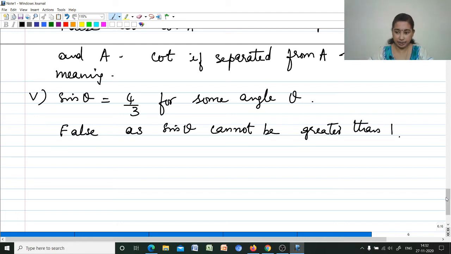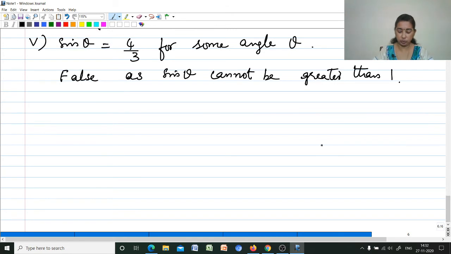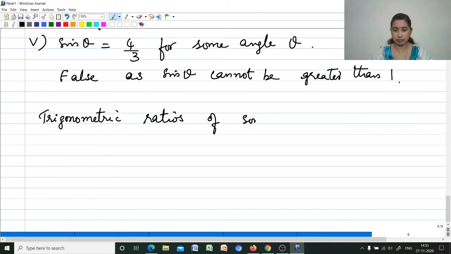So that is from that exercise. Now we will move on to trigonometric ratios of some specific angles.